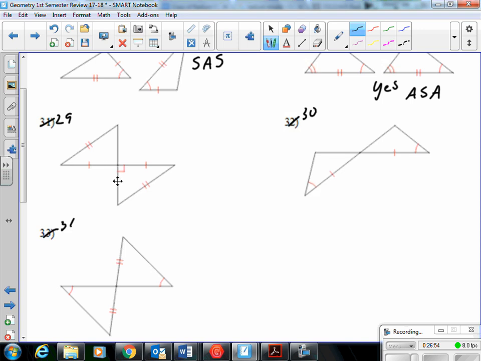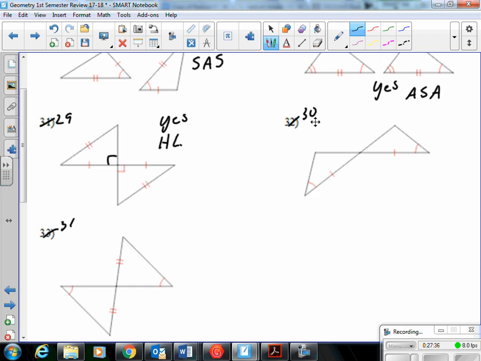29. We've got two sides, but not an included angle. And we don't have an angle side, side. But since we've got a right angle right here, and that would be a vertical angle with this angle right here, those are both going to be right angles. And when we've got right triangles, then it only takes two sides as long as one of them is the hypotenuse. So you've got hypotenuse and a leg. And so with a right triangle, you can say, yes, that is congruent by HL, hypotenuse leg theorem.